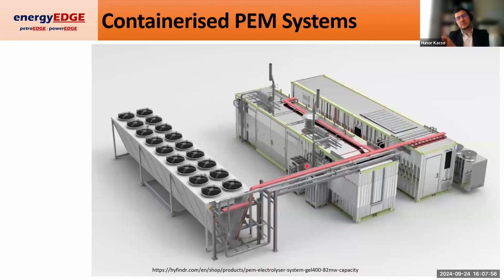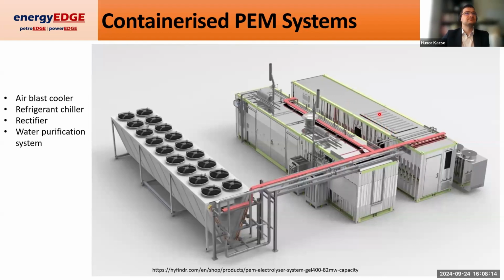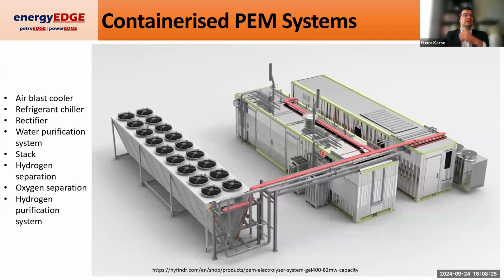Let's look at a different one. So of course, this is going to be so much different. We're going to have an air blast cooler. We're going to have a refrigerant chiller, which is over here. Of course, the air blast cooler is over here. Rectifier. So the rectifier is going to be one of these containers. It's going to be likely this container on the right-hand side. The water purification system is going to be inside of the container. The stack is, of course, going to be inside the container. Hydrogen separation inside the container. Oxygen separation, hydrogen purification system, etc., all inside the container.